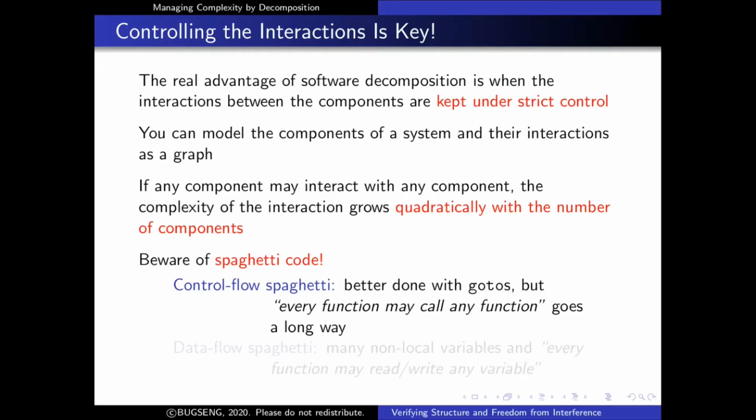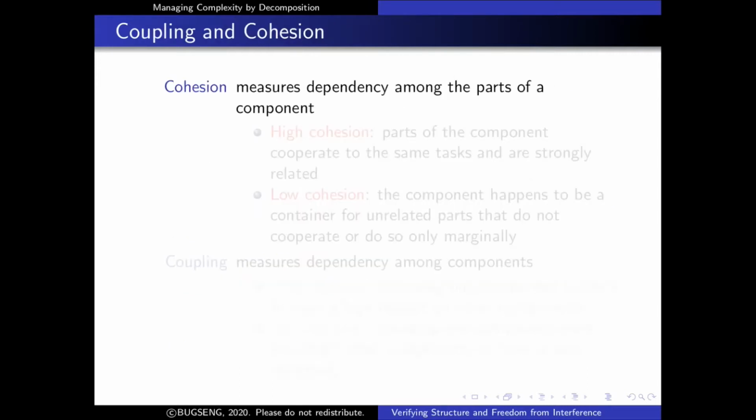So there are two flavors. Control flow spaghetti code. To do it really the professional way, you would need an unrestricted use of gotos. But even if every function may call any function, you can end up in quite a mess. And also there is the data flow spaghetti variant, in which you have many non-local variables and basically you have no policy for access. So every function may read or write any variable. So controlling interaction is the key.